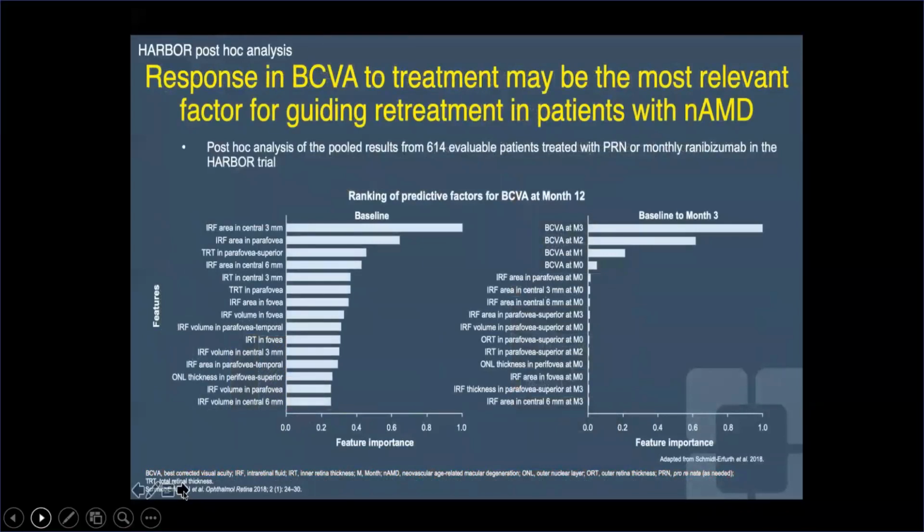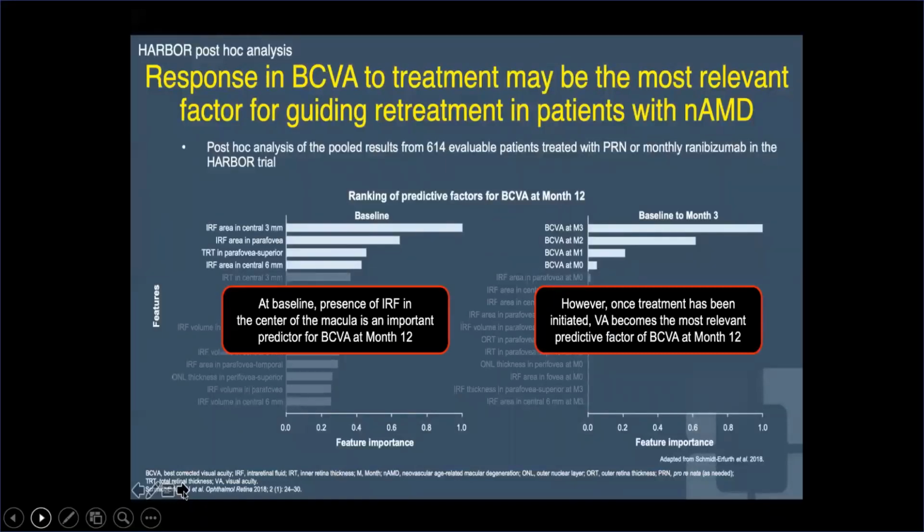Now, if you want to look at the initial OCT and say to yourself, of all of these parameters we have, what can determine the best corrected acuity at 12 months? So if you're sitting in front of the patient, like I just showed you, and trying to figure out what the prognostic factor might be, here are all those factors ranked for you in rank order. And what you can see essentially is that at baseline, the presence of intraretinal fluid at the center of the macula is an important predictor of best corrected acuity at 12 months.